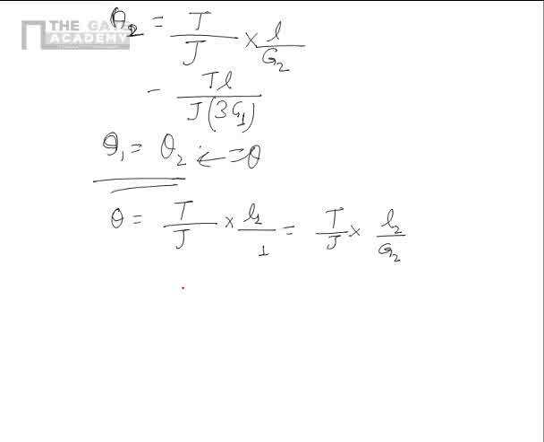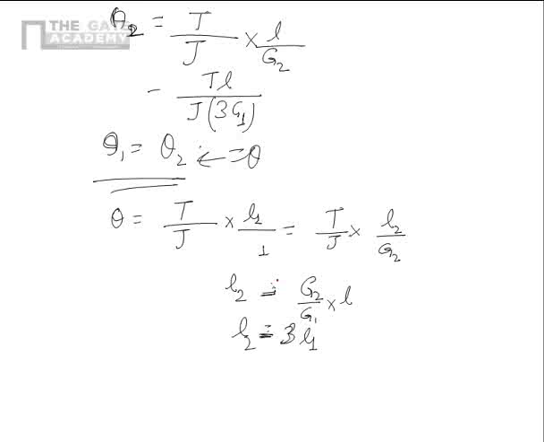So in this case I get L2 equal to G2 by G1 multiplied by L1, and G2 by G1 we know is 3. So L2 is 3 times L1, which means that if I replace my material from a lower modulus material to a higher modulus material, to get the same amount of twist, I have to increase the length by the same ratio.